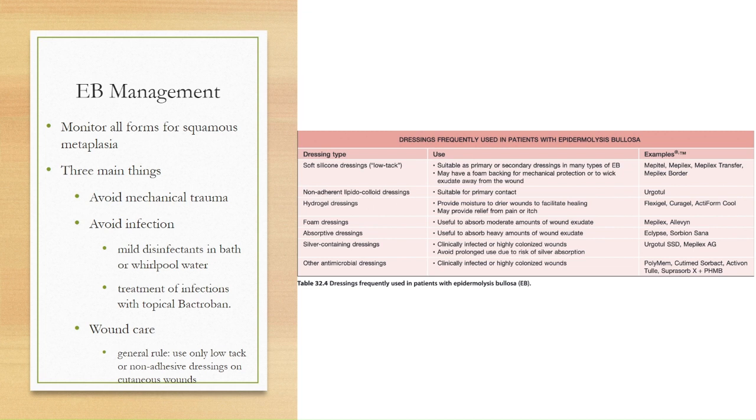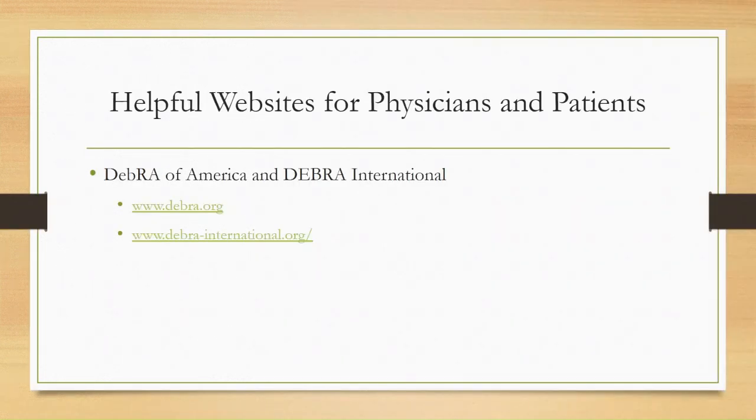And for wound care, the general rule is just making sure that you're avoiding adhesive dressings completely so you don't form new blisters. There are several dressing types listed here: silicone, low tack, non-adherent lipocolloid dressings, hydrogel, foam, absorptive, silver-containing, antimicrobial dressings. All can be super helpful. They are not adhesive. They're not going to form new blisters. They'll help prevent some lateral mechanical friction.